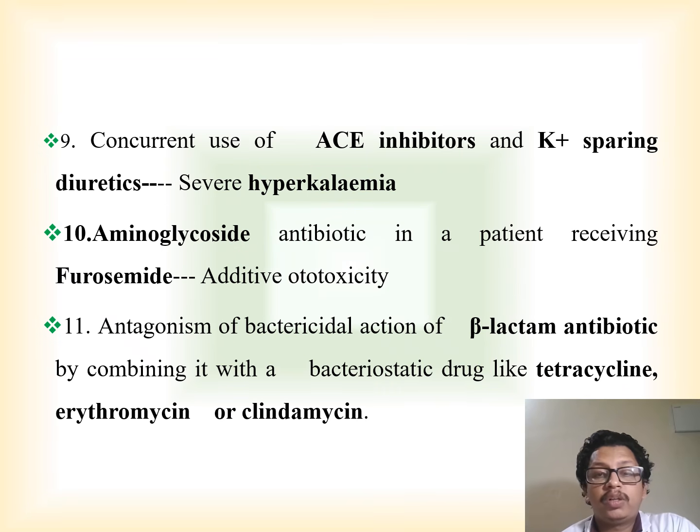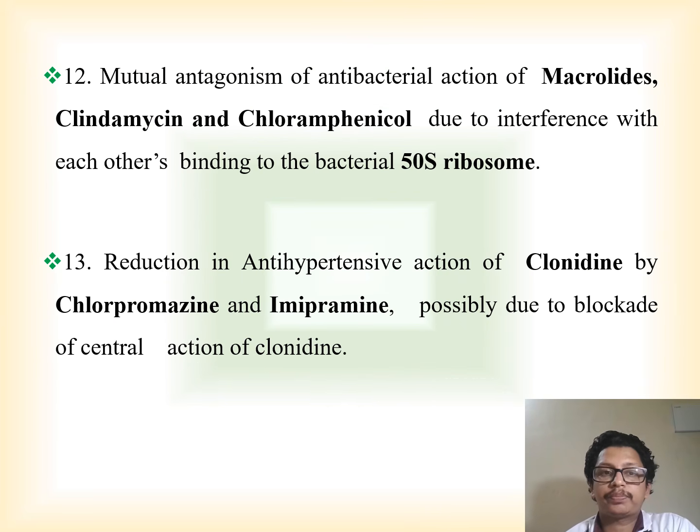Concurrent use of ACE inhibitors and potassium-sparing diuretics will cause severe hyperkalemia. If an aminoglycoside antibiotic is given along with another ototoxic drug like furosemide, it causes additive ototoxicity. Beta-lactam antibiotics combined with tetracycline or erythromycin cause antagonistic bactericidal action. Mutual antagonism of antibacterial action occurs between aminoglycosides and chloramphenicol due to interference with each other's binding to the bacterial 50S ribosome.